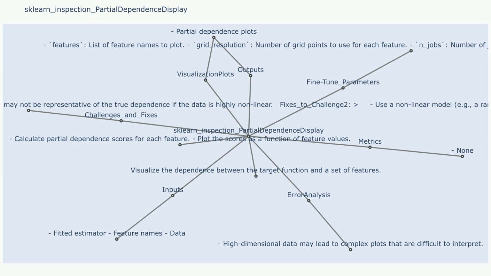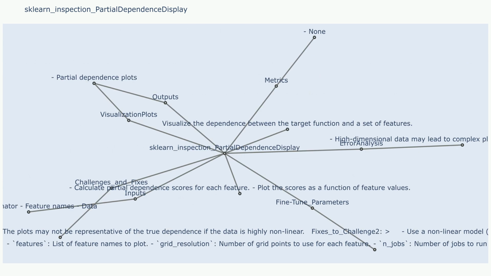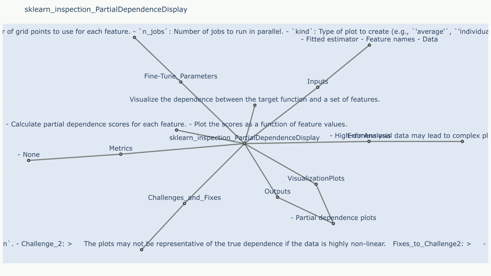Grid resolution: the number of grid points to use for each feature when calculating the PDP. Higher values result in smoother plots but may increase computation time. Centered: whether to center the PDP plot around the average predicted value. This can help to visualize the effect of the feature more clearly. N jobs: the number of CPU cores to use for parallel computation. Higher values can speed up calculation, especially for large datasets.